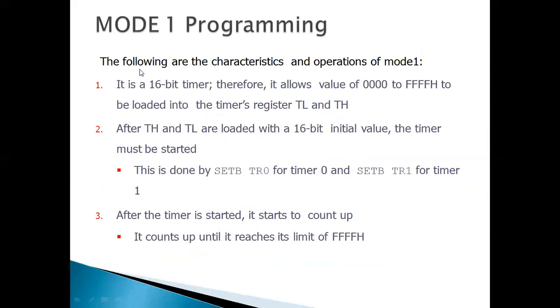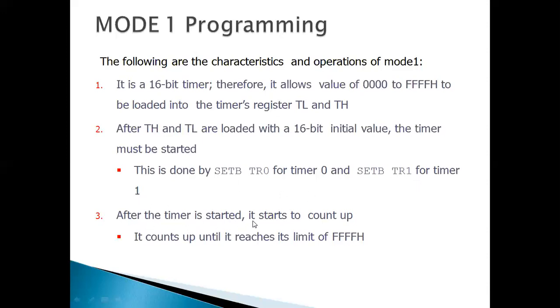Let us see the steps here. Mode 1: since the timer is 16-bit, it allows values from 0000H to FFFFH to be loaded into the timer's registers, which are the TL and TH registers. Once TL and TH registers are loaded, the timer has to be started, and to start the timer, the instruction is SETB TR0 for timer 0 and SETB TR1 for timer 1.